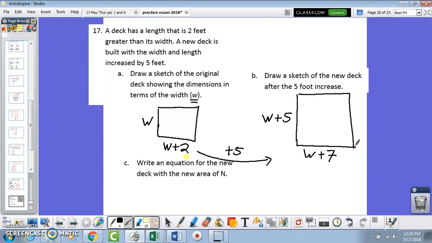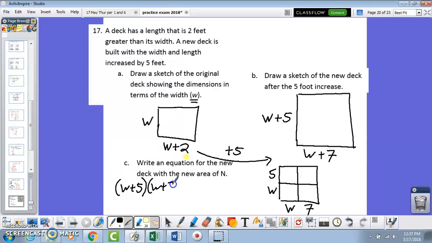So I've drawn the new deck, but you may be thinking, okay, wait a minute, how am I supposed to write an equation for this thing? So here's how you write an equation for this thing. It's W plus 5 and W plus 7. And by now you should think, oh man, yeah, this looks super familiar to me. So you could just write the equation as W plus 5 and W plus 7, and that equals the new area. That's in factor form.